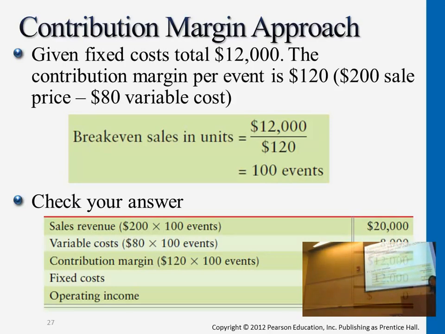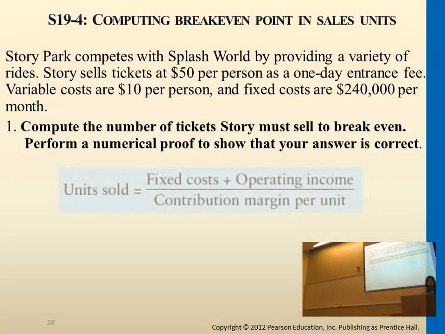All right, let's work on an example here. The Story Park company competes with Splash World by providing a variety of rides. Story sells tickets at $50 per person as a one-day entrance fee. So that's the sales revenue part per person. Variable cost per person is $10. Fixed portion is $240,000. You try to figure out the number of tickets this company needs to sell in order to break even, and then double check your answer by plugging it back into all the information.